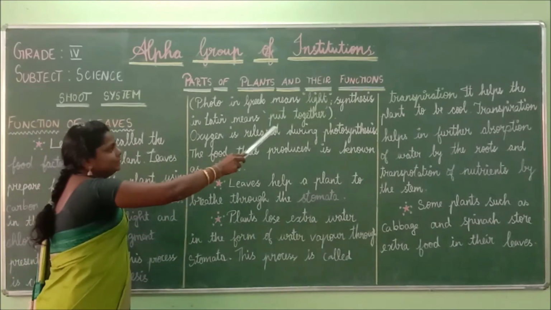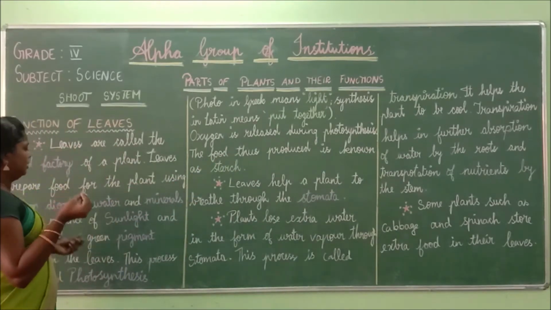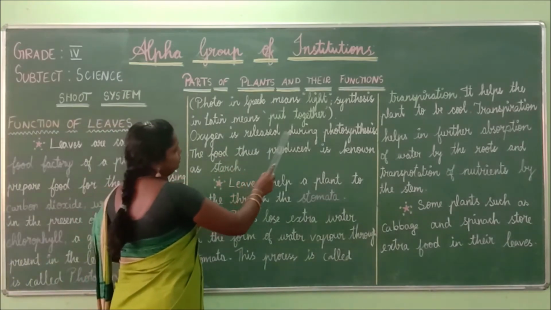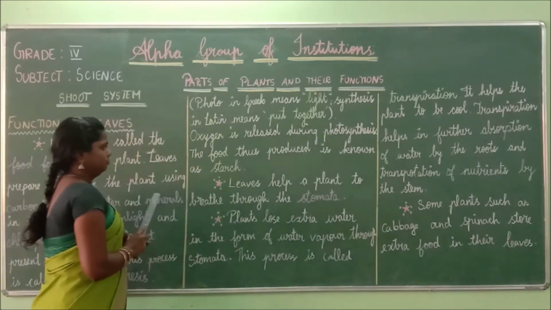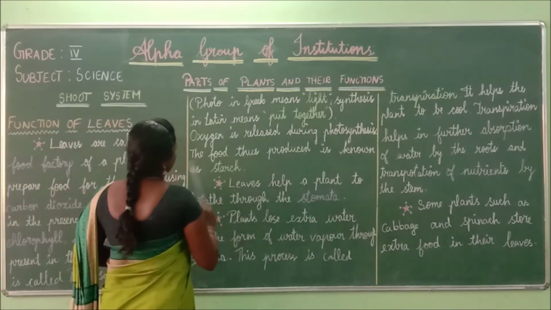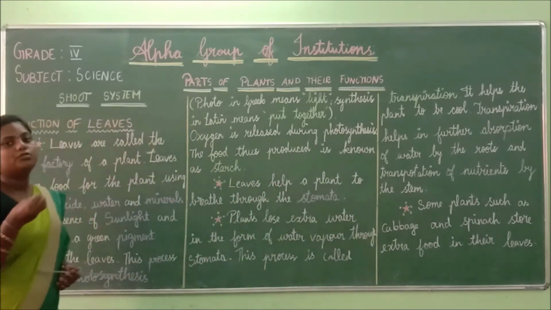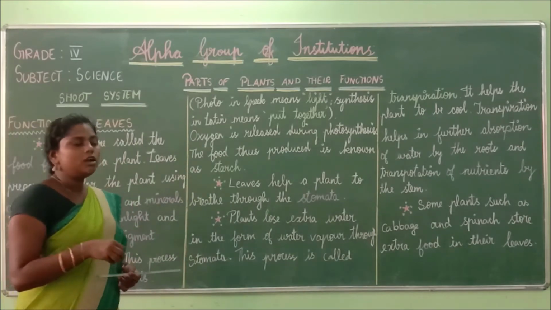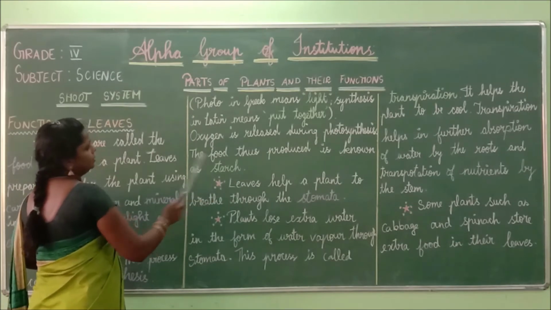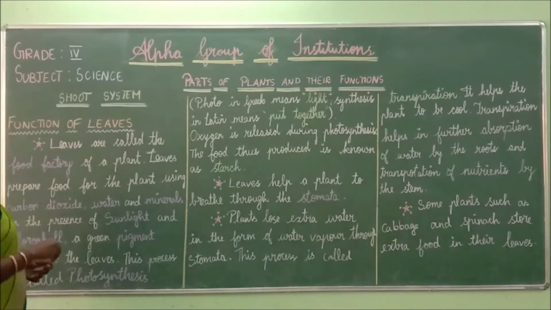With the help of light, these things are put together and oxygen is released during photosynthesis. The food thus produced is known as starch. The food that is produced by the plant is called starch. Starch. So let's go through a short recap.